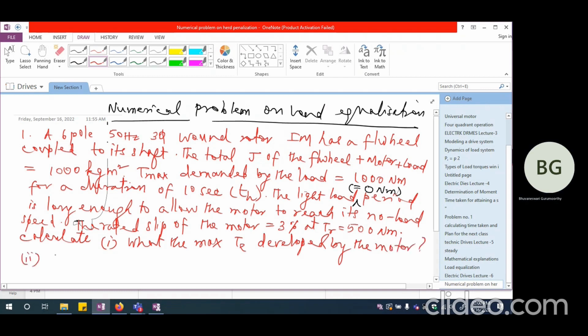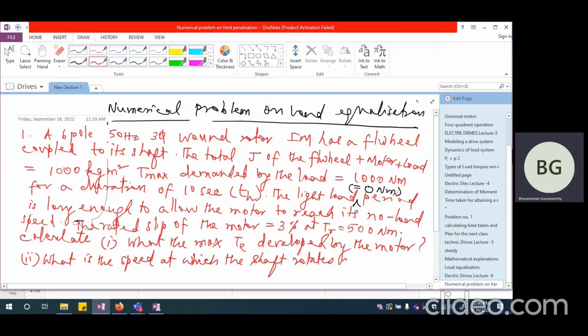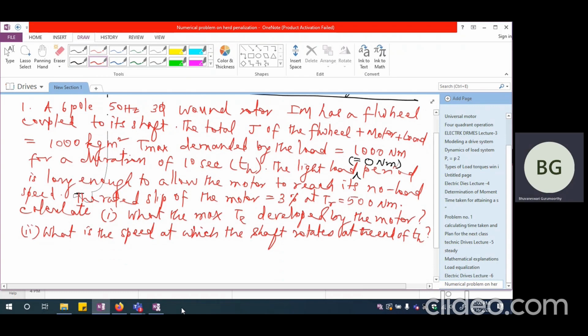Second is, what is the speed at which the shaft rotates at the end of TH, that is high load period. Okay, so let us now try to see how to solve this problem.